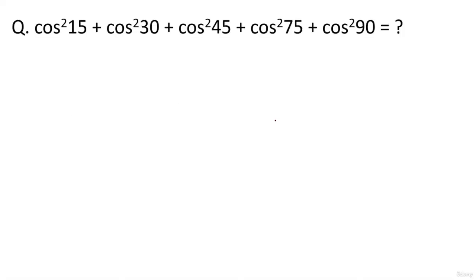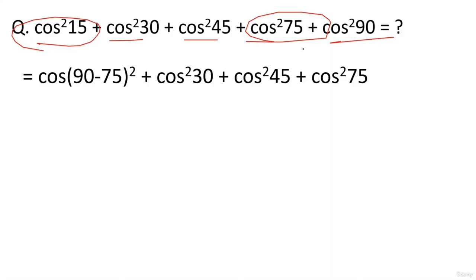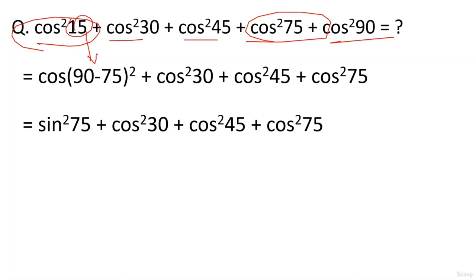Cos square 15 plus cos square 30 plus cos square 45 plus cos square 75 plus cos square 90. Now we probably know the values of these from the table we have seen. The only problem is these two, cos square 15 plus cos square 75. To treat them, we replace cos 15 by cos of 90 minus 75. We just broke this 15 as 90 minus 75, right? So cos of 15 is nothing but cos of 90 minus 75. But we know that cos of 90 minus theta is nothing but sin theta. So cos of 90 minus 75 can be replaced by sin 75, and the whole square becomes sin square 75.